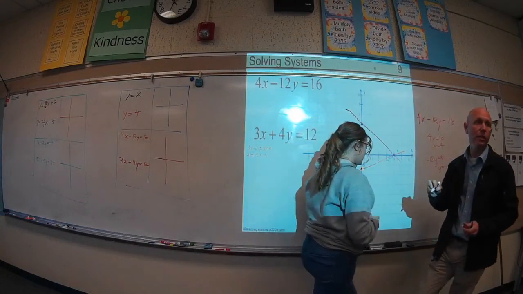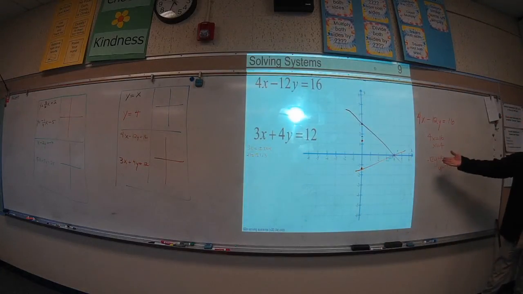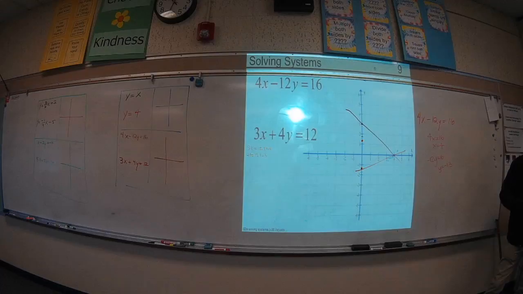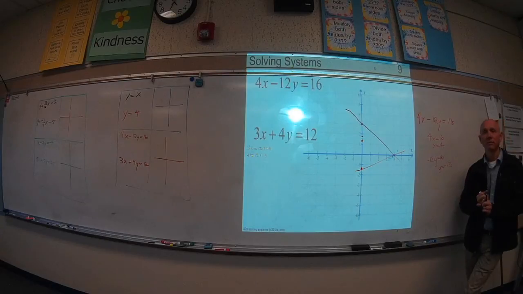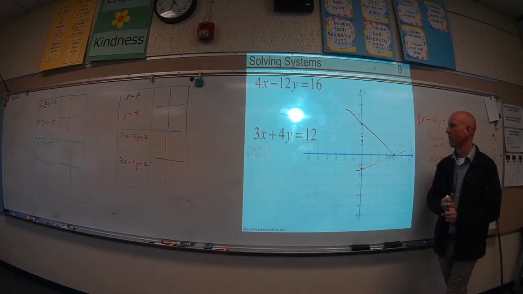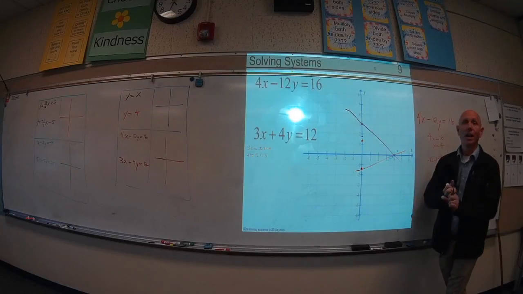And then where's the solution to this? It's right at 4. 4 what? 4-0, or is it 0-4? It's one or the other. What do you think, Griffin? It's 4, 0 because it's on the x-axis and the x comes first. Yep, so it's 4, 0. This would be 0, 4.